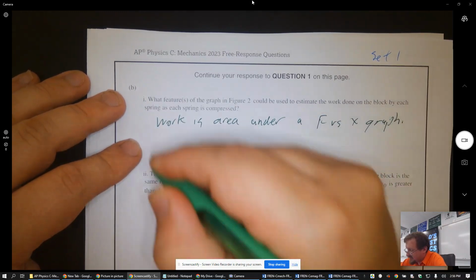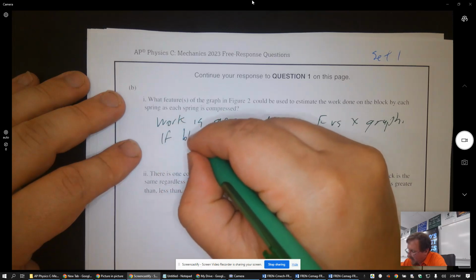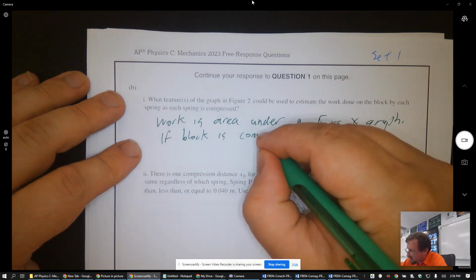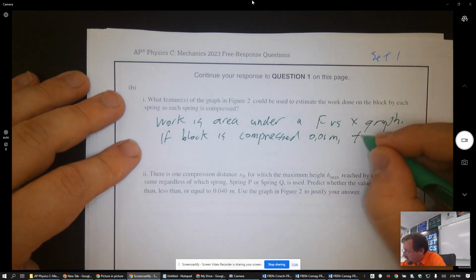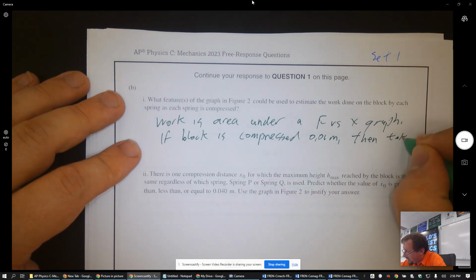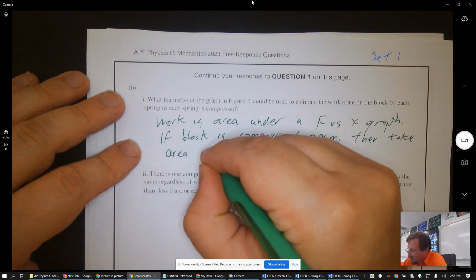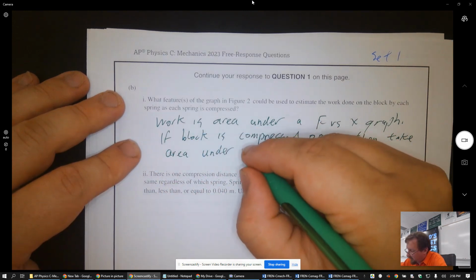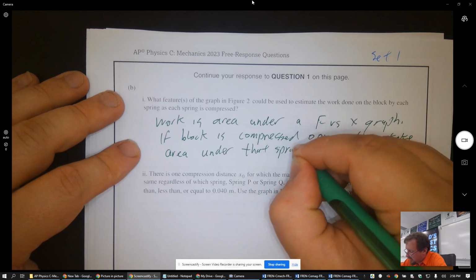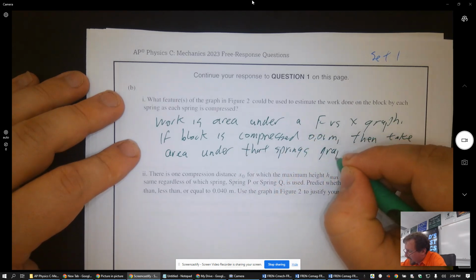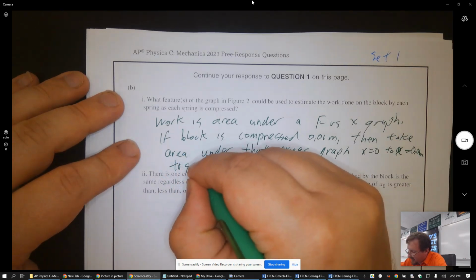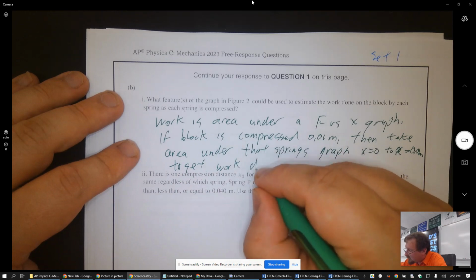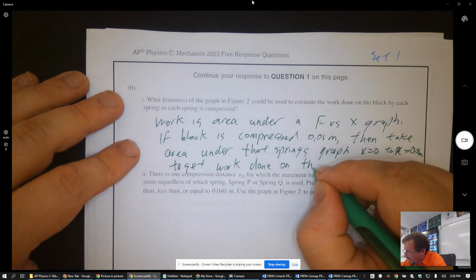So maybe what I'm going to say is, if the block is compressed 0.01 meters, then take the area under that spring's graph from x equals 0 to x equals 0.01 meters to get the work done on that spring.